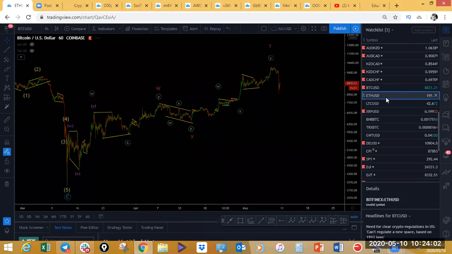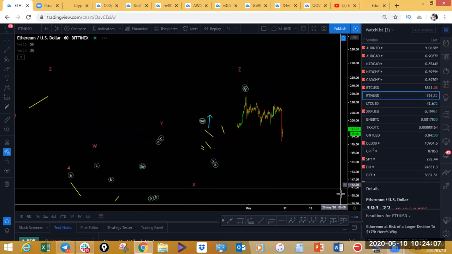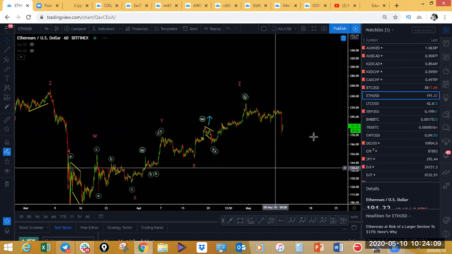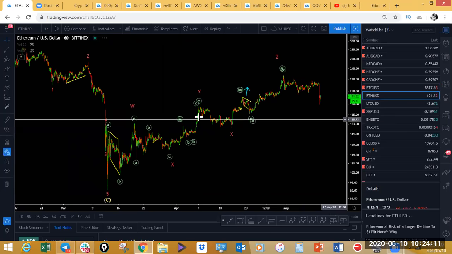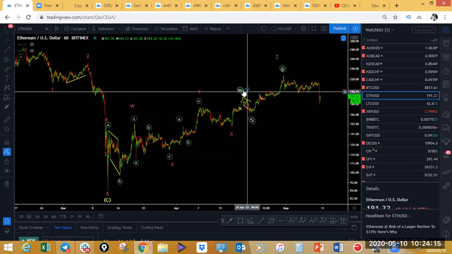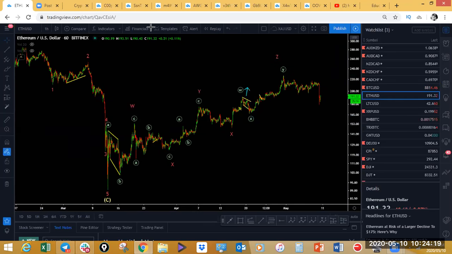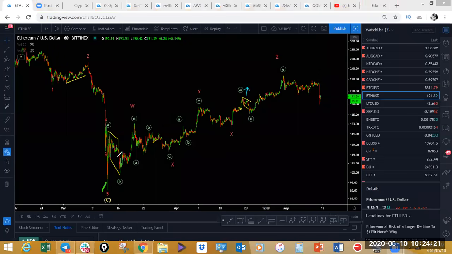Looking at Ethereum, it is one of those that has an 11 swing sequence structure. As you can see there, that is W, X, Y, X, Z. If you look at the red degree, it is three waves up, three waves back, three waves up, three waves back, and three waves up. That is an 11 swing sequence. So W, X, Y, X, Z, structure complete.